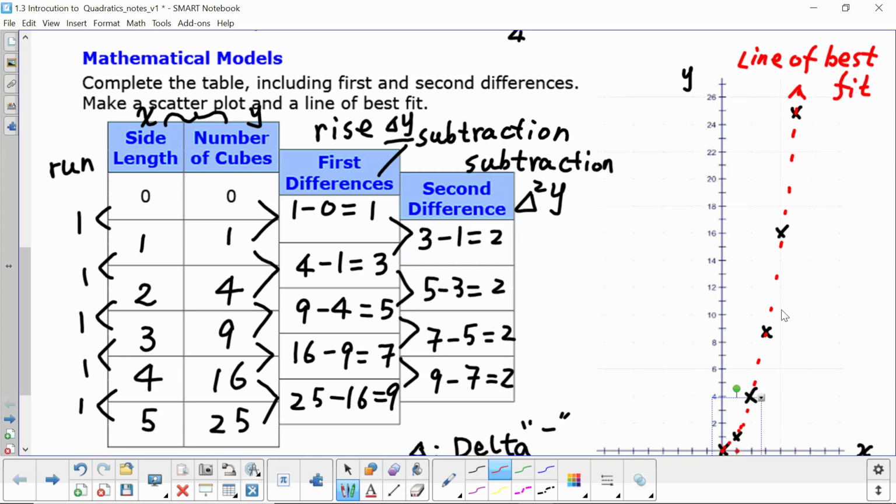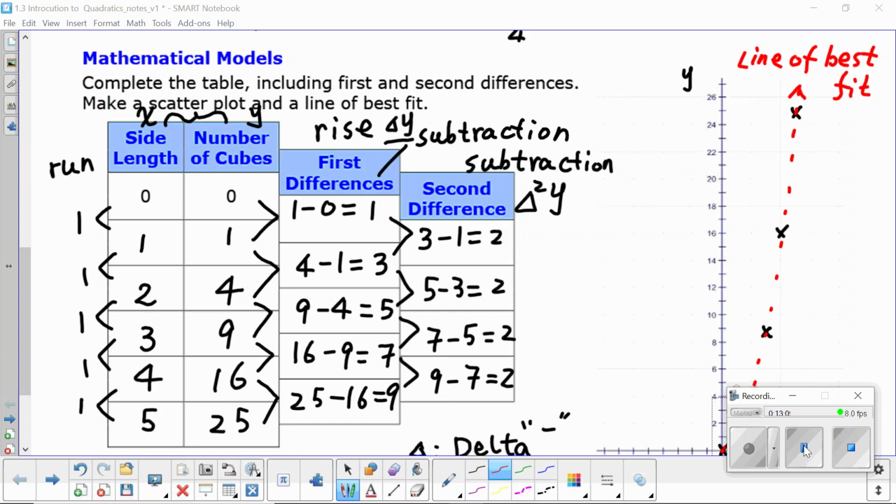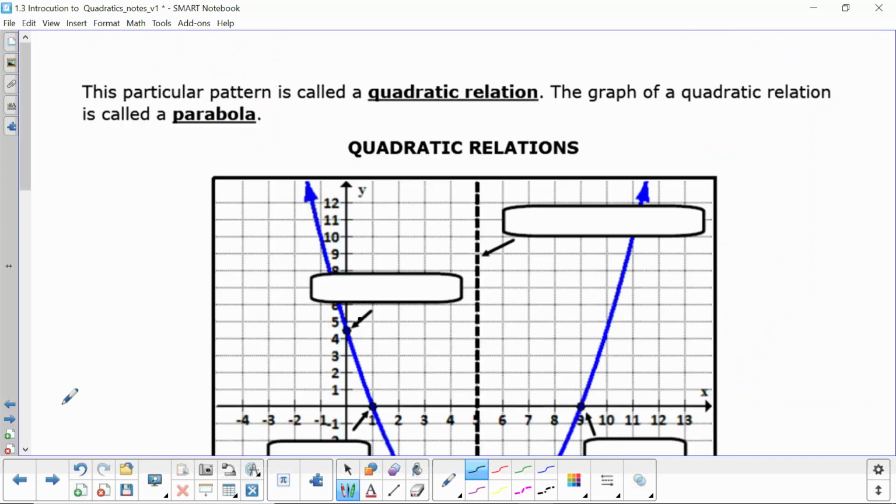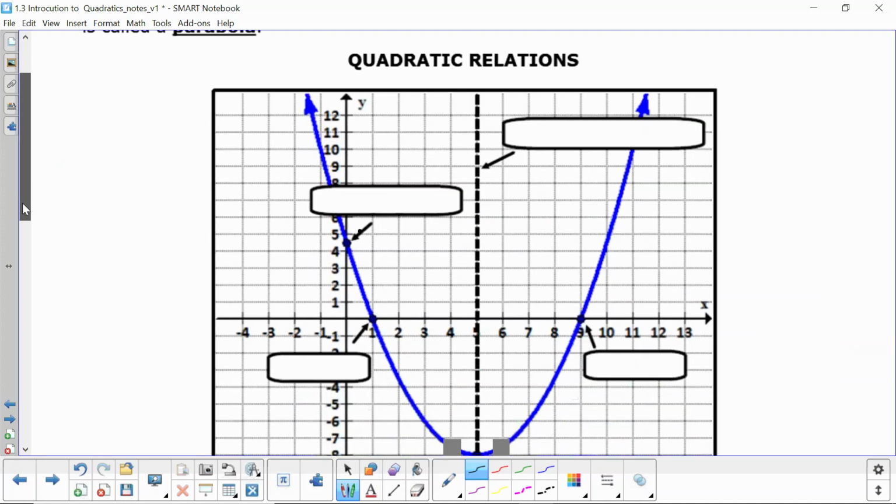Now you have drawn the first quadratic function's graph. So that is for quadratic function. This curved line has a pattern that the second differences are same, and we use quadratic to describe it. We call it quadratic relation. The graph of a quadratic relation is called a parabola. It is something like a graph shown below. It's like a U shape.